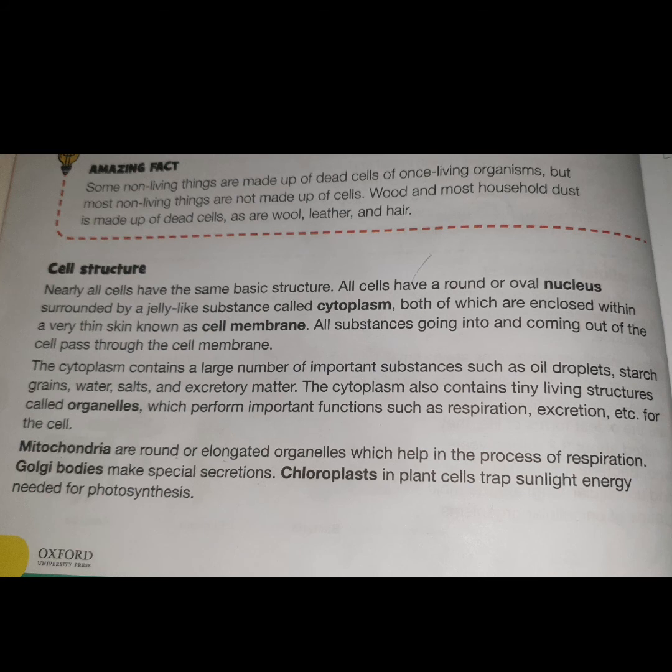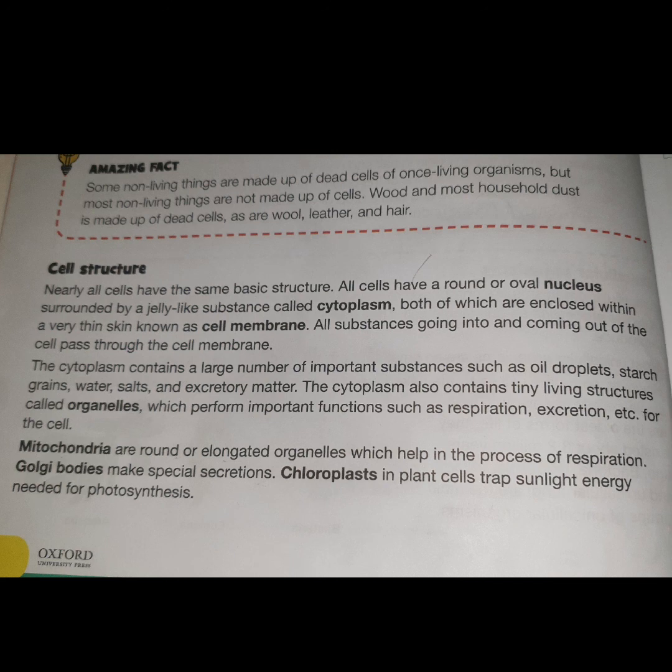Okay students, now I have explained cell structure to you. We can also read it from the textbook. Nearly all cells have the same basic structure. All cells have a round or oval nucleus surrounded by jelly-like substance called cytoplasm, both of which are enclosed within a very thin skin known as cell membrane. Here we are told about cell membrane, cytoplasm and nucleus.